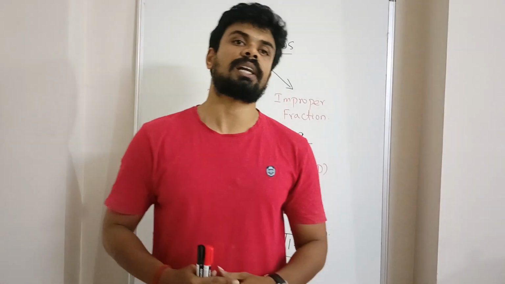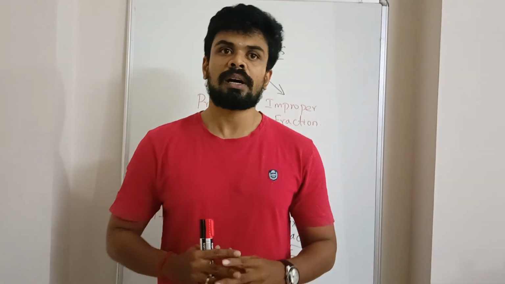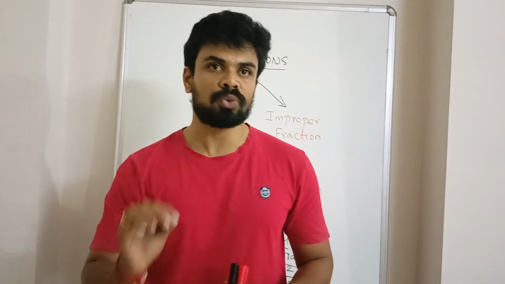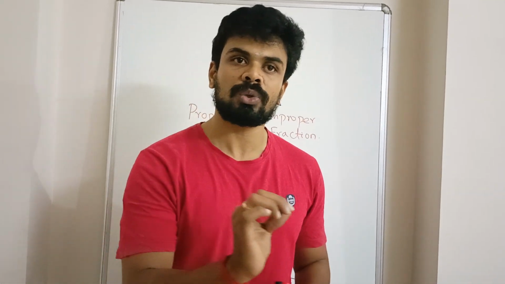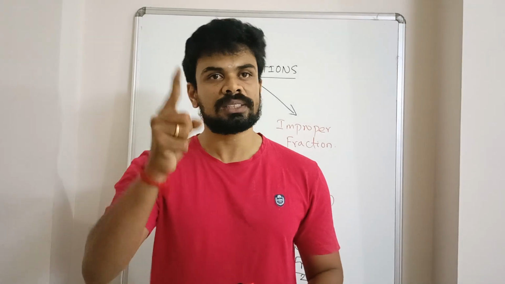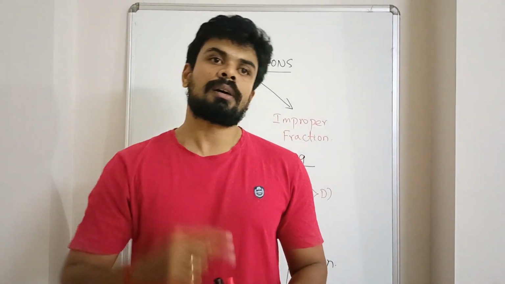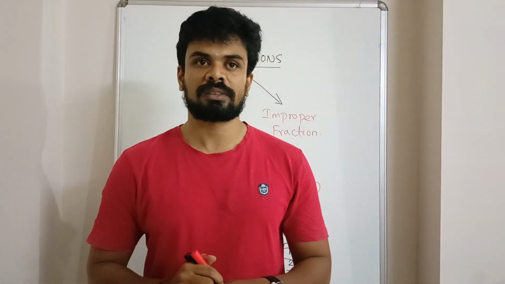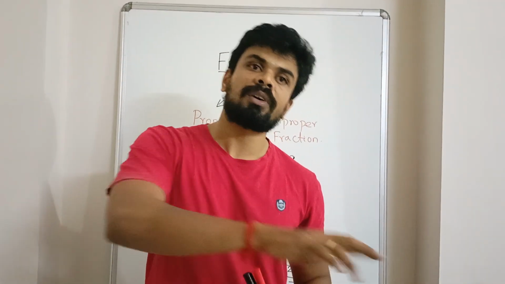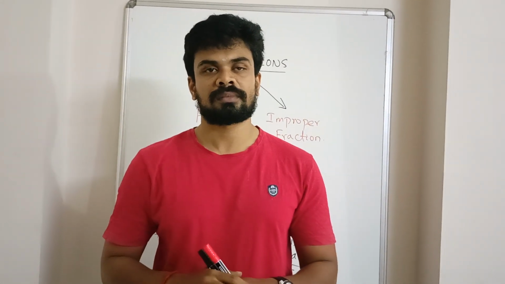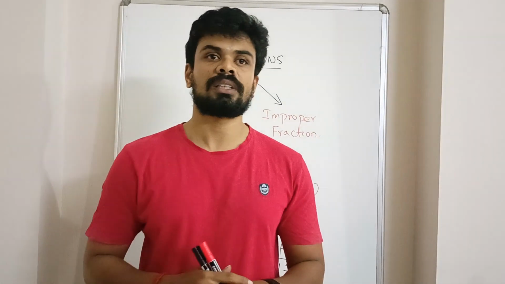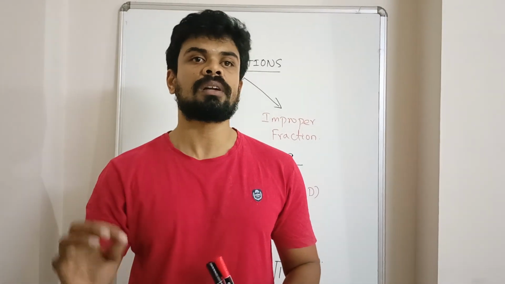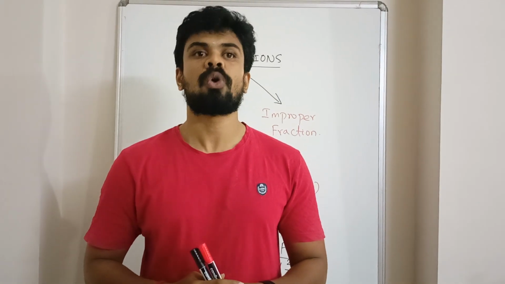Let's see the overall glance. Fraction is part of a total number. Mathematically, it is in P by Q format where Q should not be equal to 0. If P is less than Q, it is termed a proper fraction. If P is greater than Q, it is termed an improper fraction. Improper fraction can be converted into mixed fraction, whereas mixed fraction is a combination of a whole number and a proper fraction. Hope it helped you.